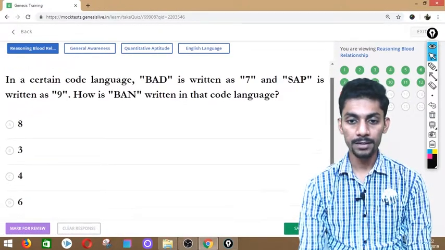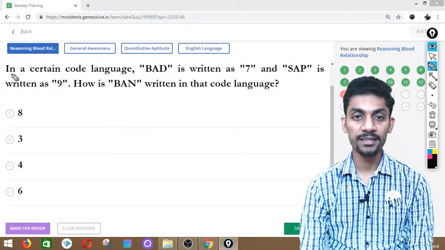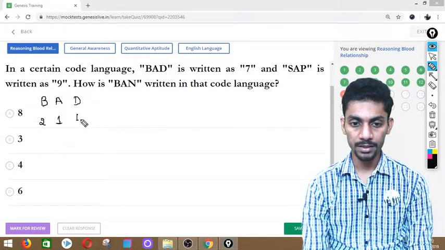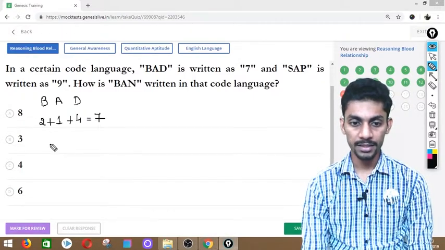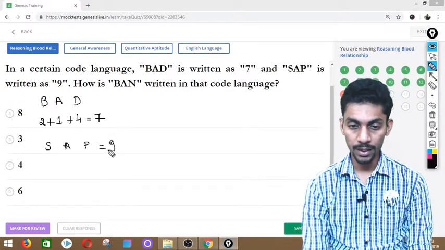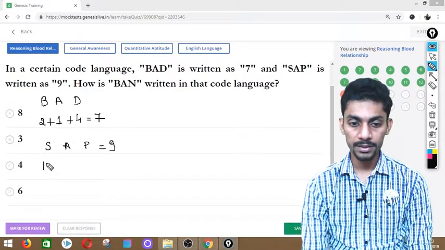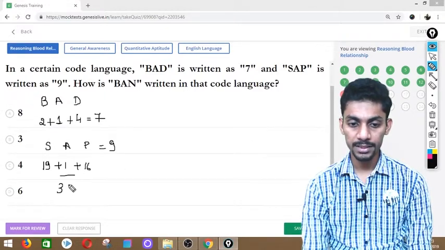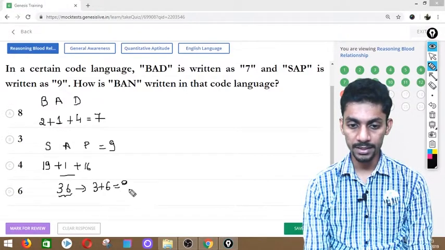Next one, bad is written as 7. So these are little interesting ones in coding decoding. So bad, B, A, D. B is the second letter of the English alphabet, then first letter and fourth letter. When you add everything, it becomes 7. Okay. Next, sap, S-A-P. Sap is written as 9. I'll tell you why 9. S is the 19th letter, A is the first letter, and P is the 16th letter. When you add totally, how much will it become? It will become 36. Next step, what they have done is they have added these two, 3 plus 6. That's why it is 9.